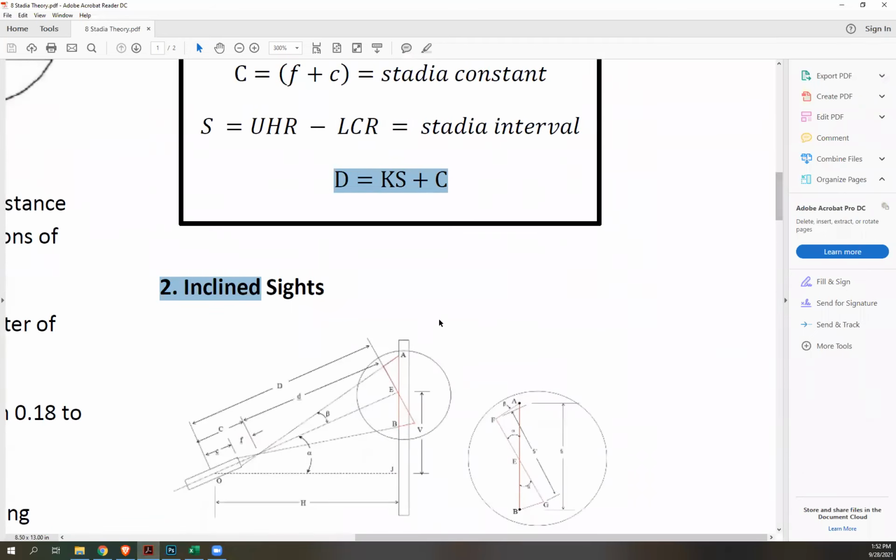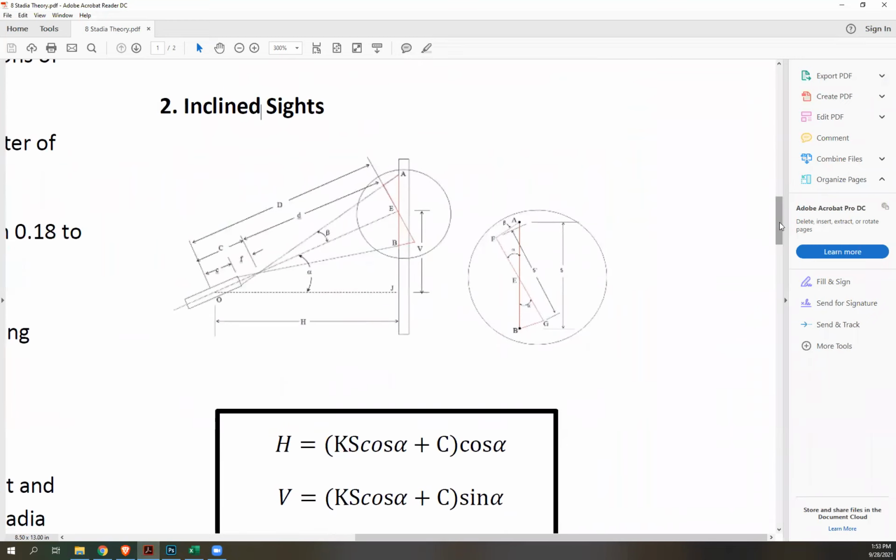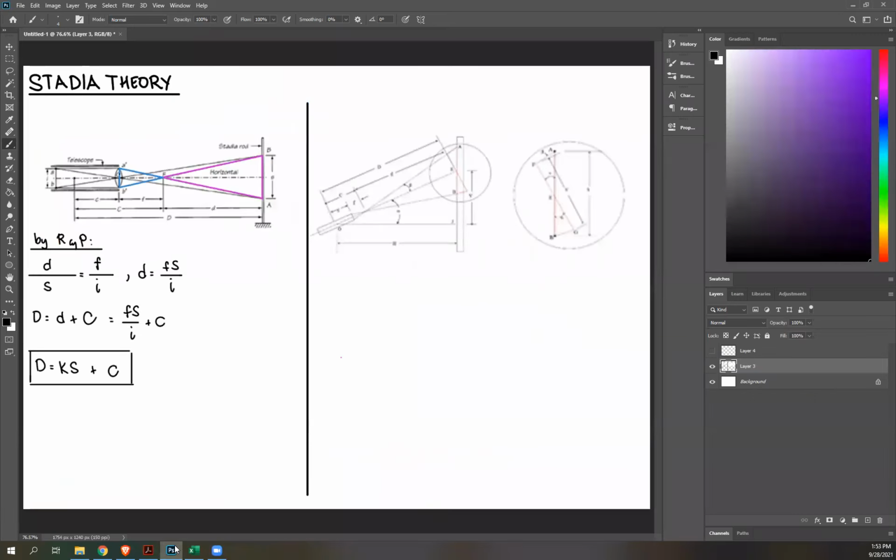Next. After your horizontal sight, if you incline your theodolite at a certain angle, you'll get your inclined sights. And these are the equations that are important. H equals Ks cosine alpha plus C times cosine alpha, and then V is Ks cosine alpha plus C sine alpha. Okay, so once again, let's derive.